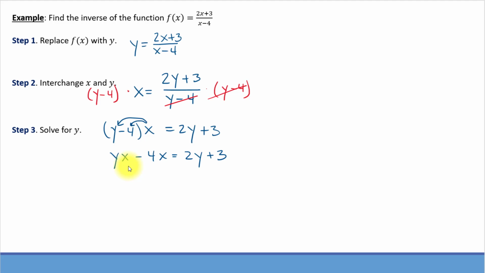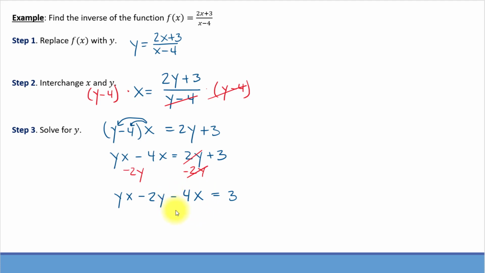How do we get y by itself after this step? Notice how we have y in two different terms. Well, when I have y in two or more different terms, you want to collect all those terms on one side and all other terms on the other side. So I'm going to collect terms containing variable y on the left side. So I'm going to subtract 2y from each side. This will give me yx minus 2y minus 4x equals 3.